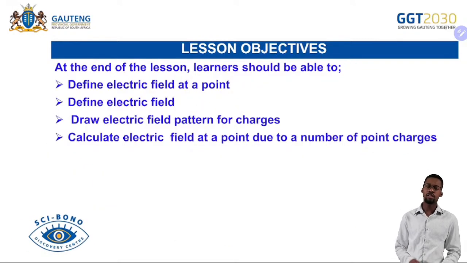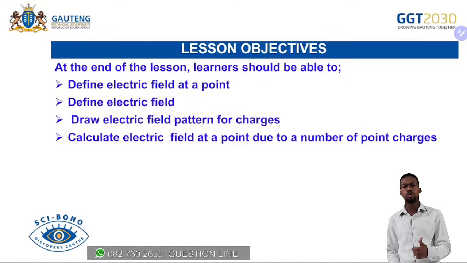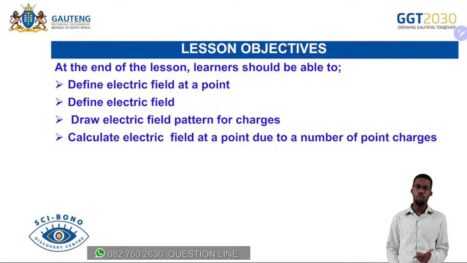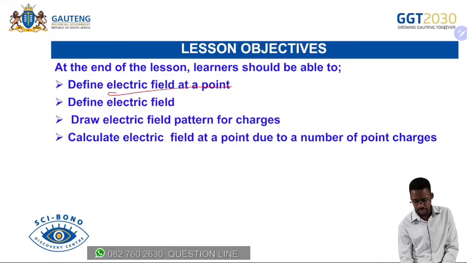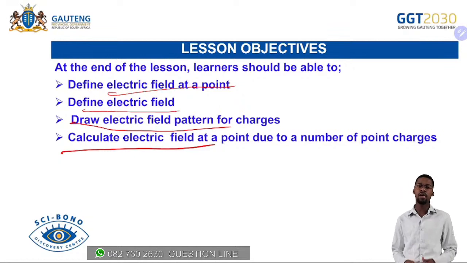So let us look at the lesson objectives. What is it that at the end of the lesson you should know? Today we are going to define electric field. That's number one. Number two, we are going to define electric field at a point. And then we are going to draw electric field patterns, then perform calculations. So this is the order of the day.